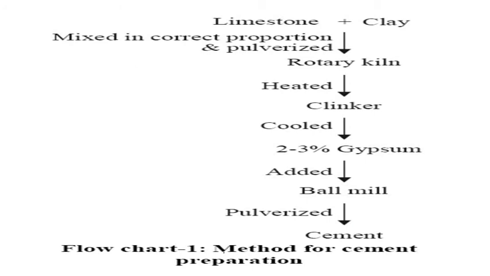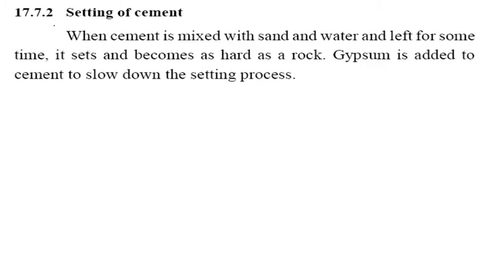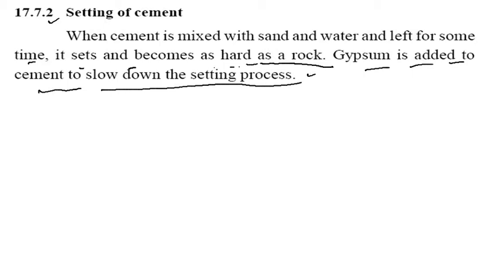Now, this is a flow chart of the method of preparation of cement. First, limestone and clay are mixed together in the corrected proportion and pulverized. The rotary kiln is then heated and clinker is formed, which is cooled. 2 to 3% gypsum is added, and now it is ground in the ball mill and pulverized cement is formed. Now what is the setting of cement? When cement is mixed with sand and water and left for some time, it sets and becomes hard as a rock. Gypsum is added to cement to slow down the setting process.